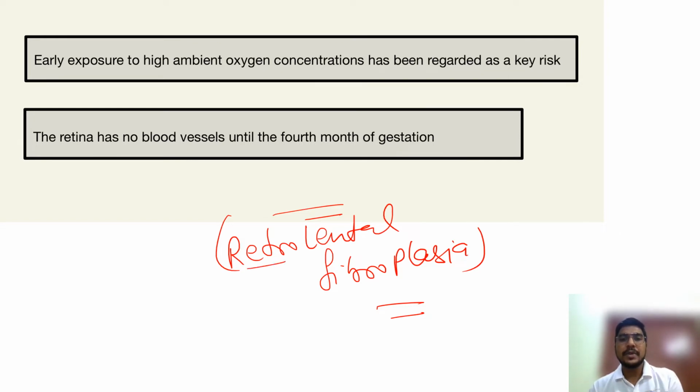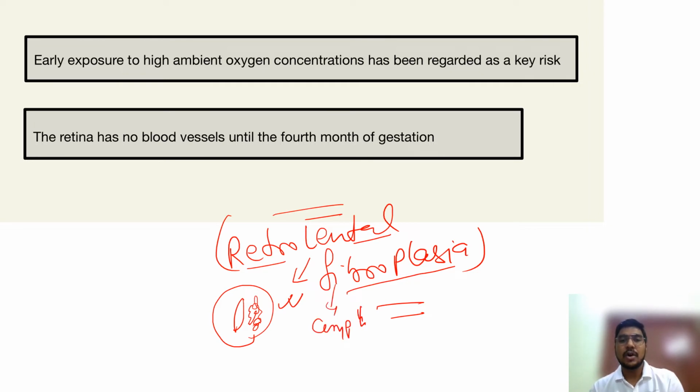Why? Because retro means behind, lental means behind the lens, and fibroplasia means there is a fibrous proliferation. So behind the lens, there is a fibrous proliferation. That's why this term means this, and it does not correctly define the retinopathy of prematurity. However, we can say that retrolental fibroplasia can be considered a complication of ROP. So it is not at all the definition of ROP.